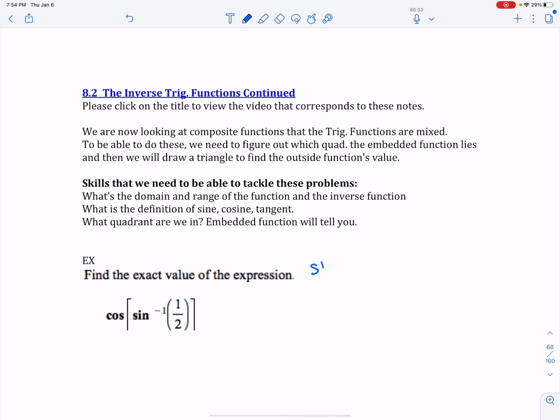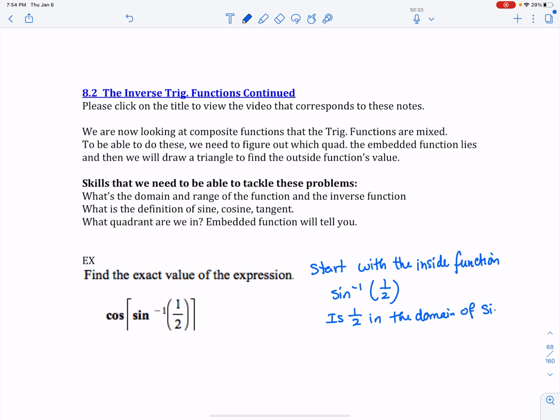So when you do these, you always start with the inside function. Okay, so we're going to look at just inverse sine of 1/2. So once again, if you're dealing with an inverse function, the first question you ask is, is 1/2 in the domain of inverse sine in this case? And the answer is yes, because the domain of inverse sine is -1 to 1. So we're okay there. So I'm going to go ahead and move on.